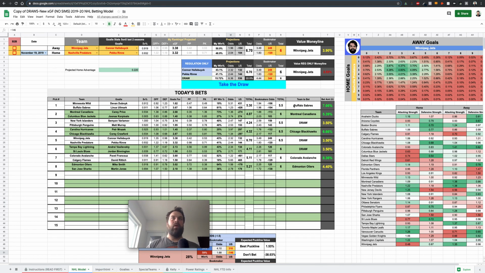I took Buffalo, and the reason for that is you see Colorado here, but I haven't actually bet them yet. I'm waiting to see what the starting goalie is. They've had a lot of injuries with their starting goalies, or all their goalies. Like the other night, they were down to their fourth string goalie against Vancouver. So I just want to see. This might change depending on who the goalie is. I might not bet it. So don't necessarily bet Colorado today.